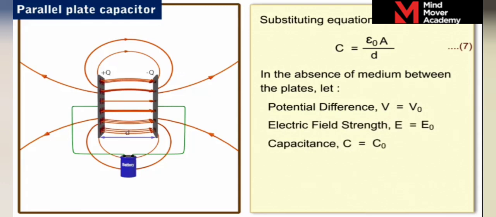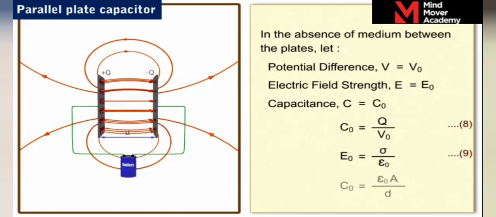We know that the capacitance C naught is equal to Q by V naught. Let us label this as equation 8. The electric field strength E naught is equal to sigma by epsilon naught. Let us label this as equation 9. The capacitance C naught is equal to epsilon naught A by D. Let us label this as equation 10.